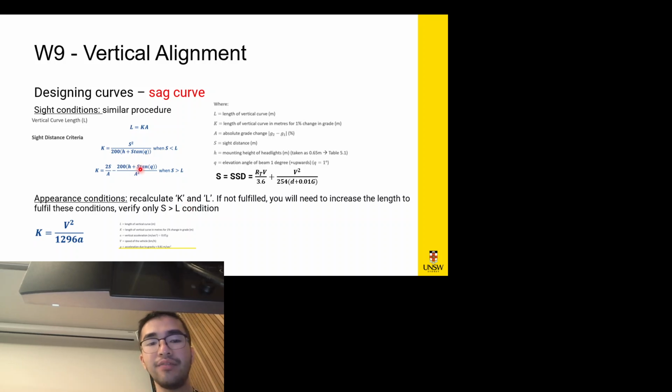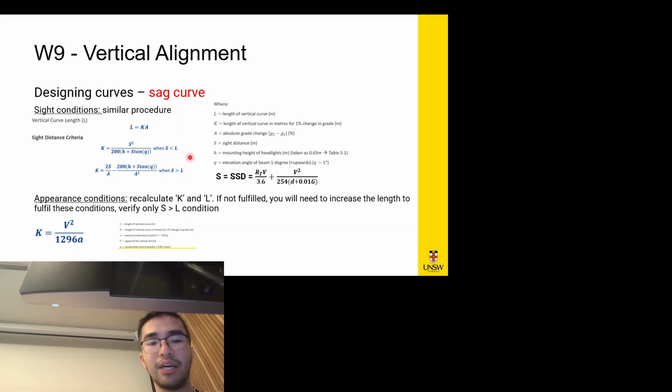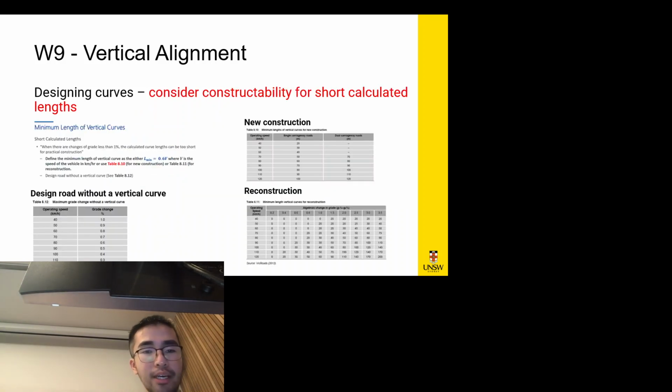Sag curves, it's pretty much the same thing. So assume one of them, okay? So assume that S is less than L. You find K, you substitute K in here, verify that it's correct or not. If not, you have to use that, and then you just fulfill your appearance criteria as well. And then you also have to consider constructability as well.